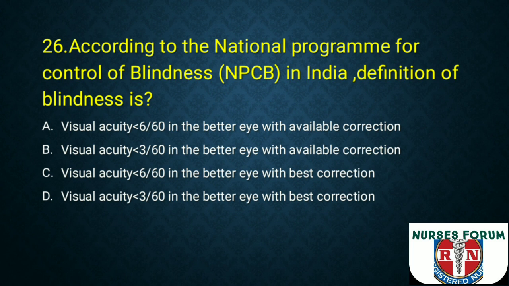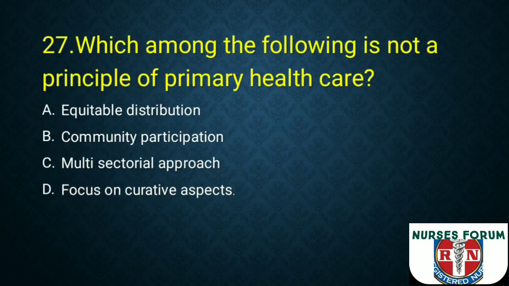This question asks about the definition of blindness in India according to the National Program for Control of Blindness. The right answer is visual acuity 6/60 in the better eye with best correction. If a person is having the visual acuity of less than 6 by 60 or less than 20 feet in the better eye with best correction is considered as blind.